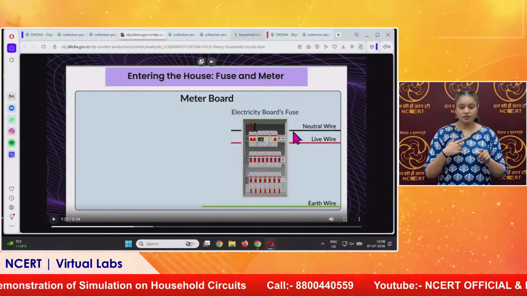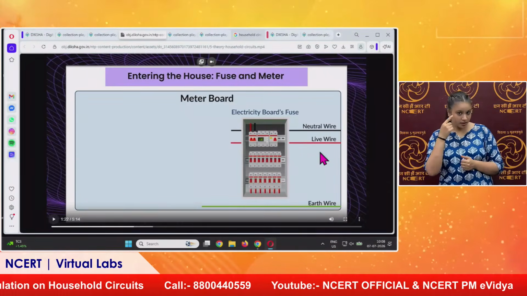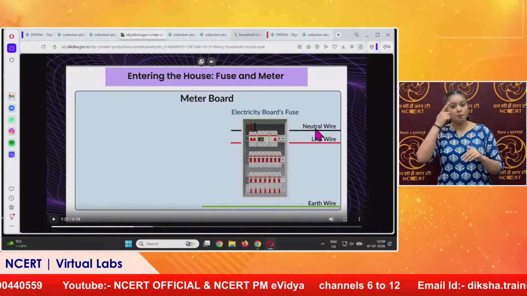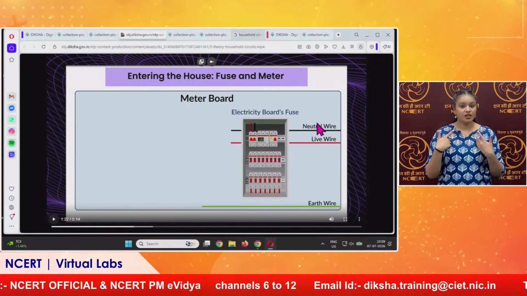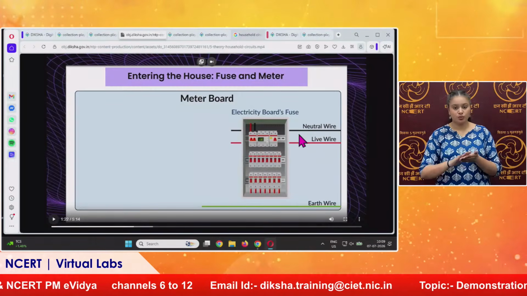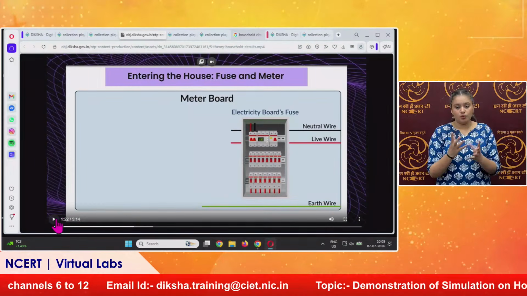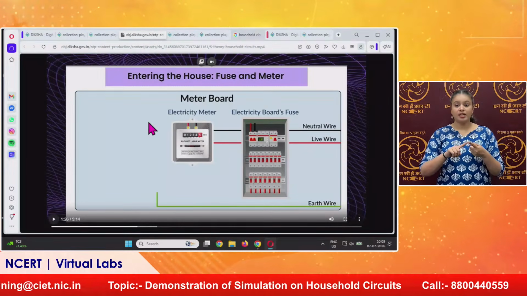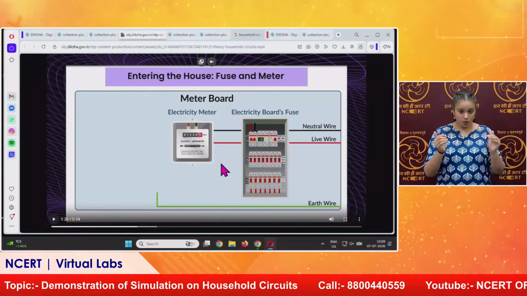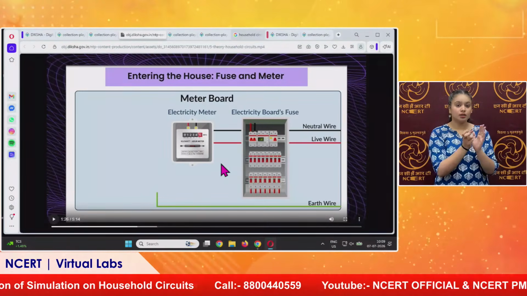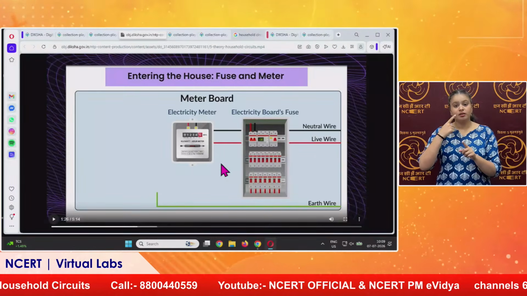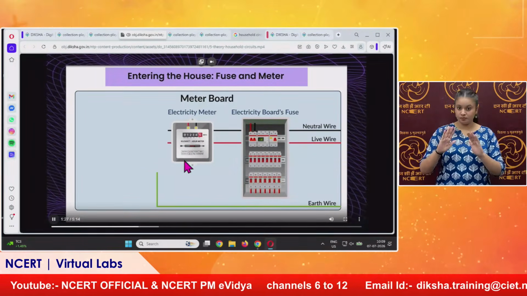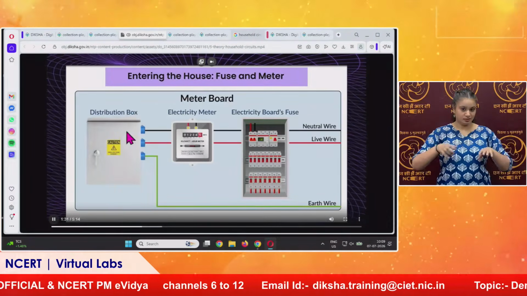Here you can see the neutral wire, the live wire, and the earth wire. From the live wire 220 volts is coming, and the neutral wire is at 0 volts. It does not have any potential. It is just there to complete the circuit. I will tell you the importance of the earth wire later on. The second thing is the electricity meter, from where we measure how many units of electricity we have used, and the unit is the kilowatt hour. This is the commercial unit of energy consumption. From here it is distributed to the distribution box.